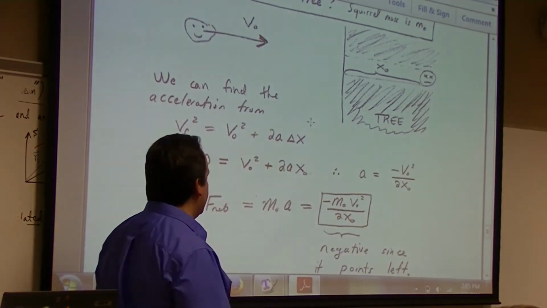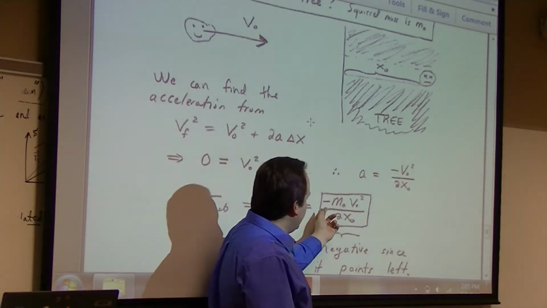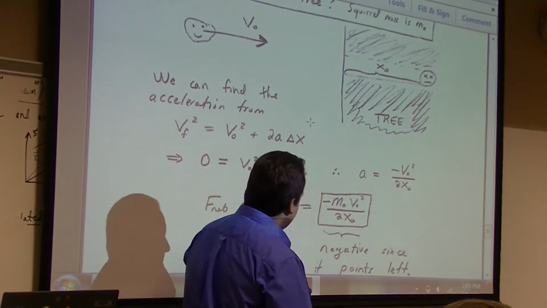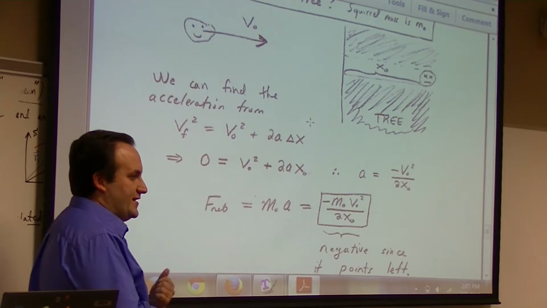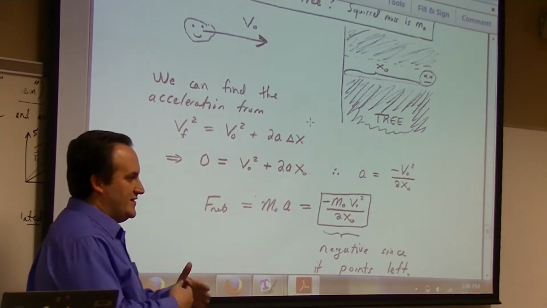So what's the force then? Well, force is equal to m naught times a. So the corresponding force would be minus m naught v naught squared over 2x naught. And of course, you could put some specific numbers in there to capture the proper velocity of the squirrel and how much distance it would take to stop it.